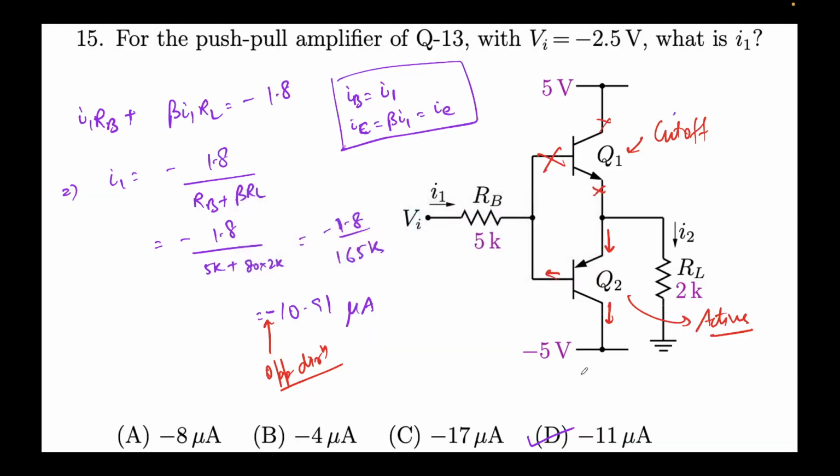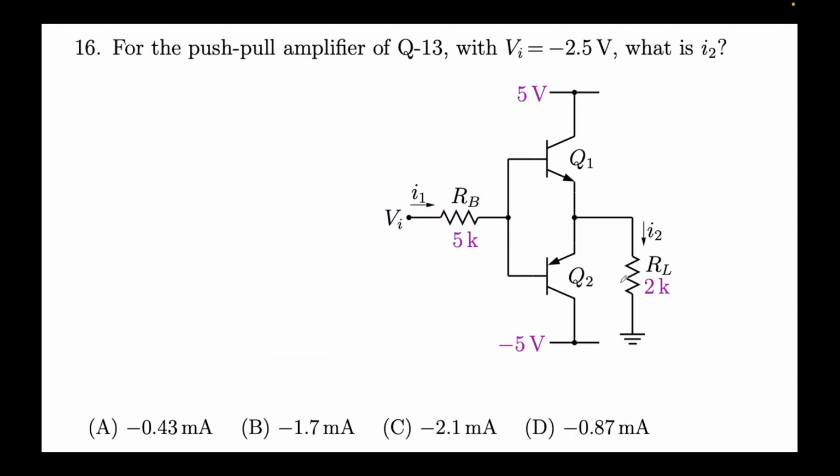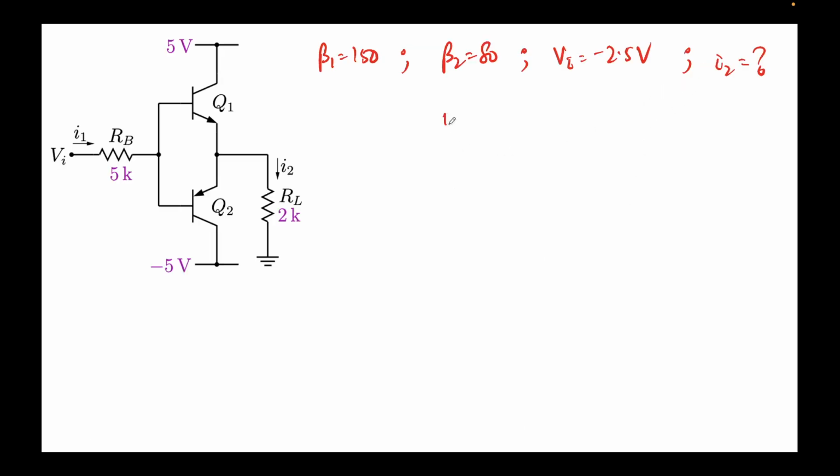Okay, now moving on. So now we are required to find the value of I2. We know that I1 came out to be minus 11 microamps, right? And we know that I2 is nothing but beta times, let me say it like this. We know I1 is minus 11 microamps. That's from the previous problem. Secondly, we know I can approximate it to be the same as IC, right? Which is nothing but beta IB, right?